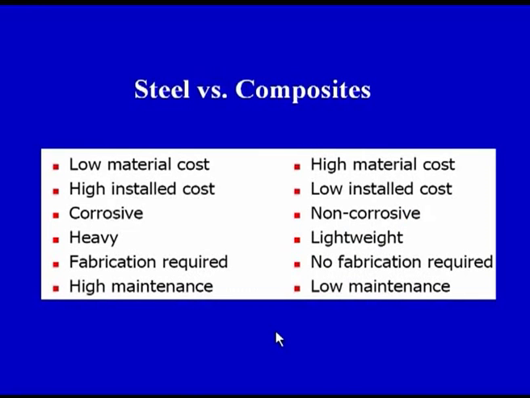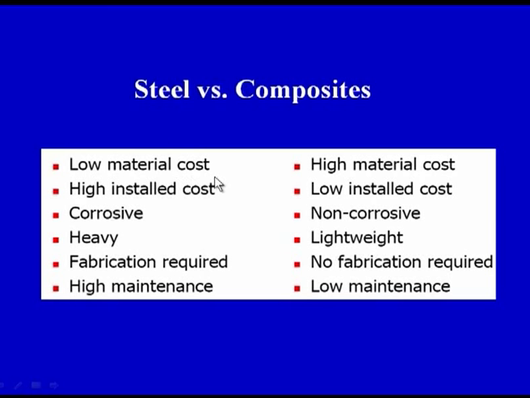Now, this gives just a very, I should say, simplistic view of the comparison between the steel and the composites. On your left hand side you can see we have steel and the composites. Now, steel, we can say it has low material cost. I will just read out some of the characteristics of steel.